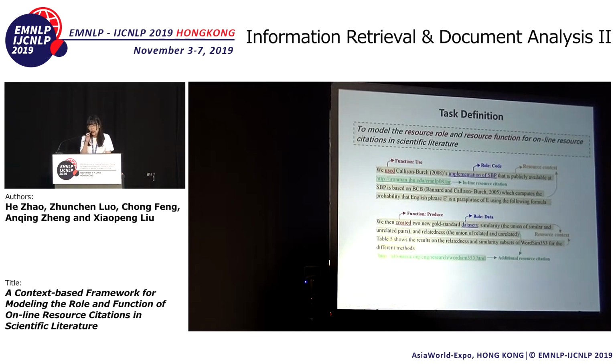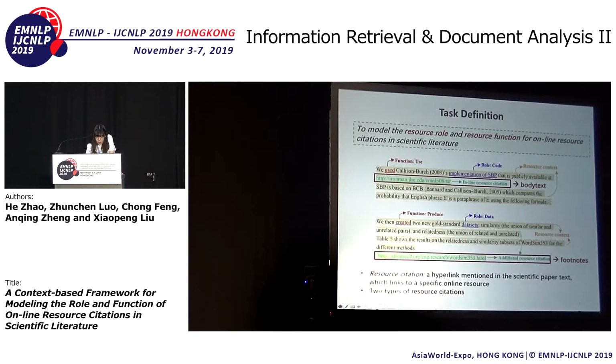In this paper, we propose a novel task to model the resource role and the resource function for online resource citations in scientific literature. First, we'll give some definitions. First is the resource citation. The resource citation is a hyperlink mentioned in the scientific paper text, and it links to a specific online resource. We found that there are two types of resource citations.